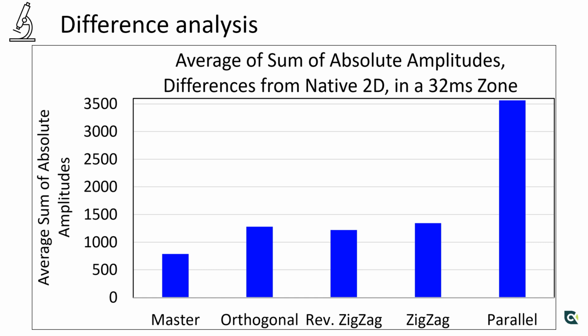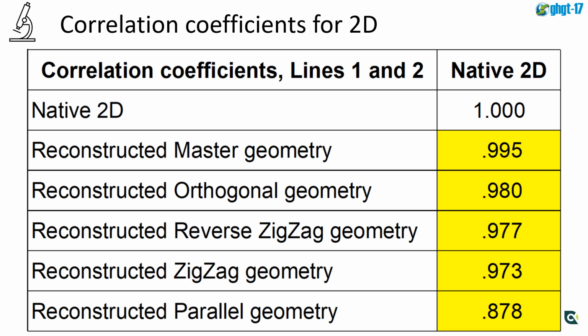Now let's move on to correlation coefficients. We're going to correlate the amplitudes along the Precambrian from the native 2D to each of the other 3Ds, and we'll show the correlation coefficients. The correlation coefficient to the master 3D is 0.995. It's a near perfect correlation. It's excellent. The orthogonal 3D, 0.98. The reverse zigzag, 0.977. And the zigzag, 0.973. These three are all very similar, and they're a very high correlation coefficient.